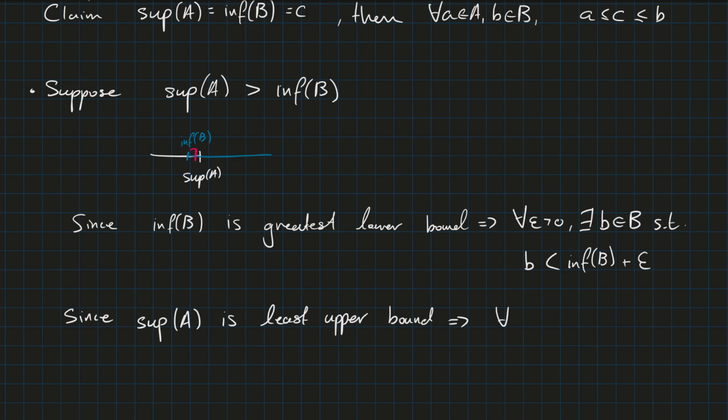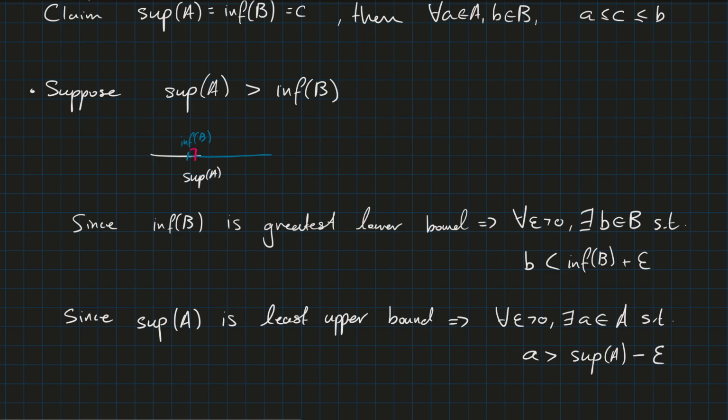this tells us that for all epsilon greater than 0, there exists an a in A such that a is greater than the supremum of A minus epsilon. So for any epsilon I want, I can go to the supremum and I can go a little lower, and I'll always be able to find something in that range.